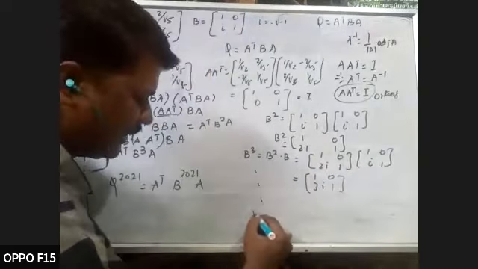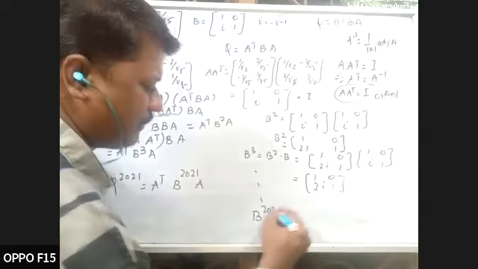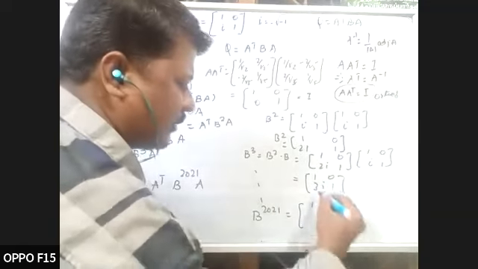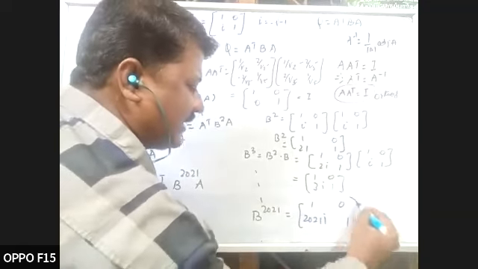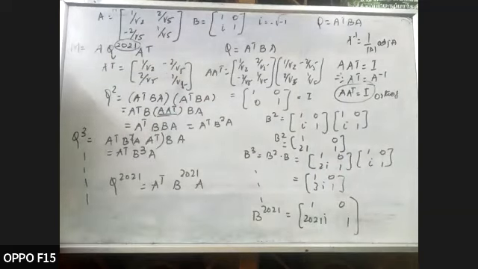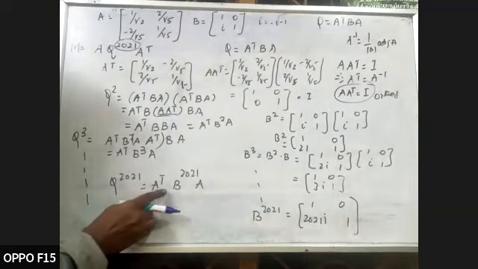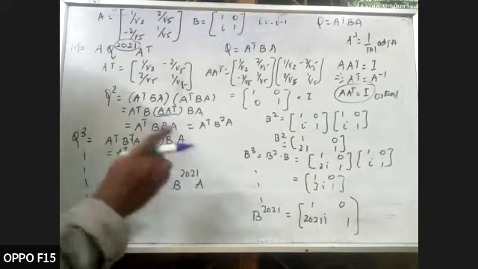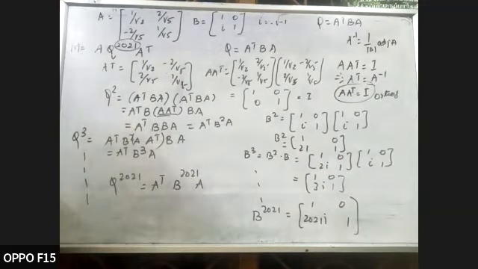Proceeding in the same manner, we'll get B power 2021. யாரோ சொல்ல முடியுமா B power 2021? We have 1, 0, 2021 I, 1. The idea, similarly, we find out the value of B 2021. Okay, then we can easily put A transpose B 2021 A. Now I'll just stop this first part.